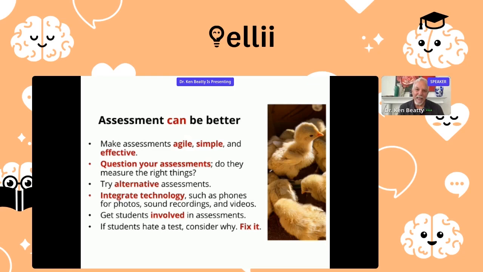Get students involved in the assessments. Make them part of it. Make them more responsible. Make them think that, yeah, this has something to do with me. If I'm not doing well, I've got to do something about it. If students hate a test, consider why. Fix it. Do something about that.